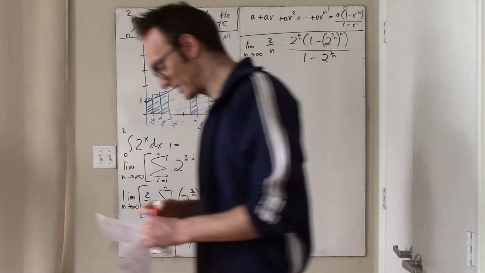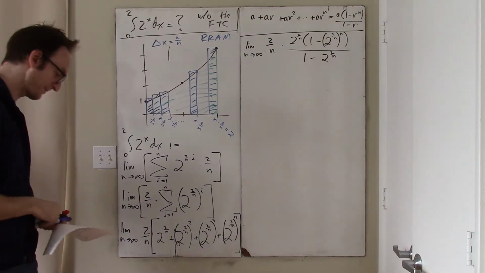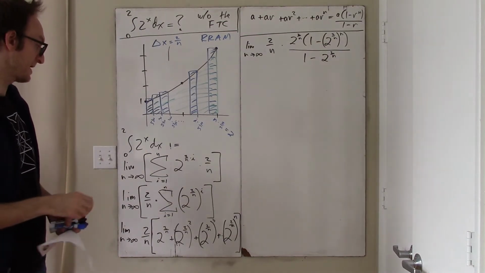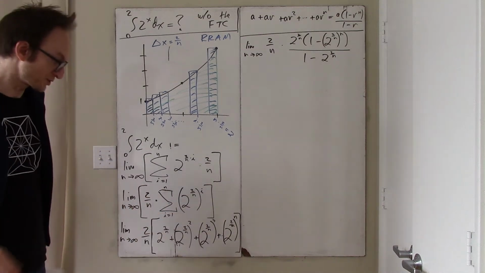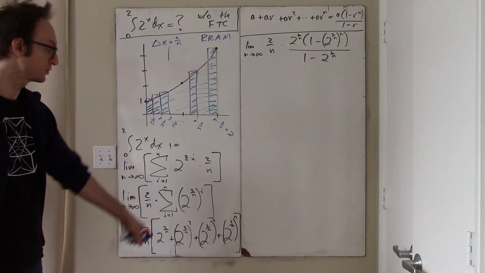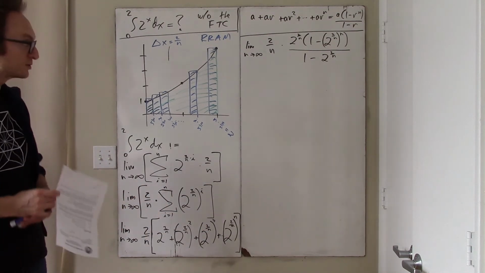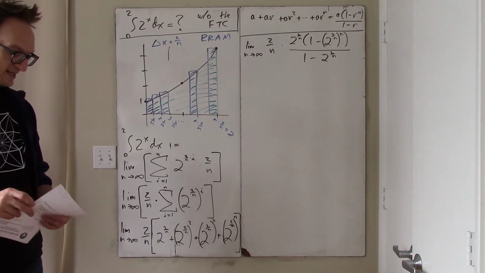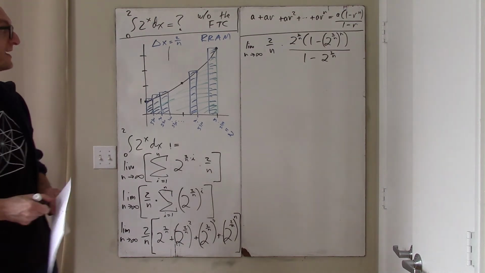Okay, so we're not really doing anything deep here. I'm just observing that this sum is geometric, with r being 2 to the 2 over n, and the first term is 2 times 2 to the n. Okay, is this doable? I think it is.